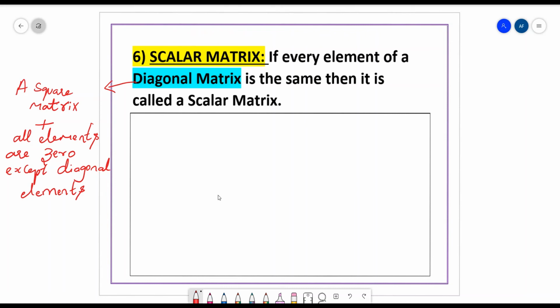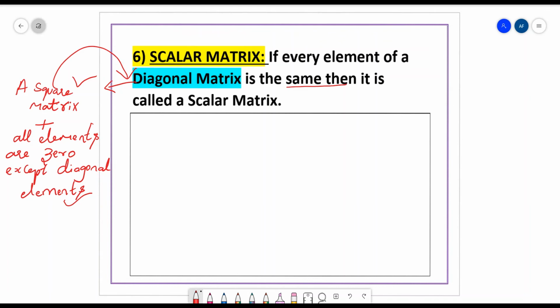Just now we have seen what a diagonal matrix is. First of all, it should be a square matrix. Then all the elements are 0 except the diagonal elements. Then we call it a diagonal matrix. The same thing applies here, only the diagonal elements are the same. If the diagonal elements are the same, then I can call that particular matrix a scalar matrix. That means a diagonal matrix where the diagonal elements are the same is a scalar matrix.